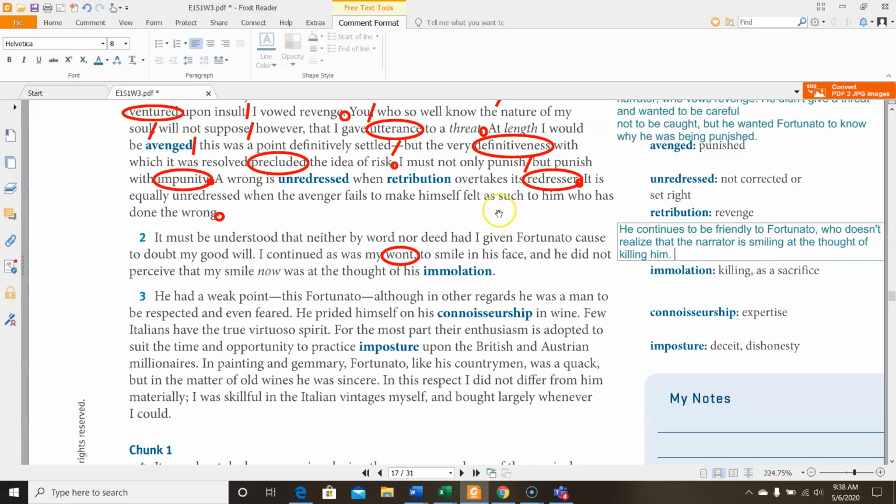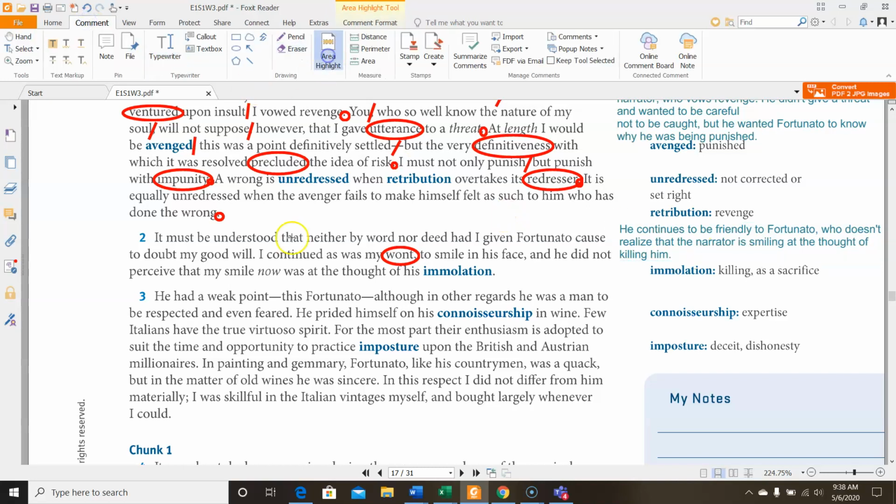So I'm going to also highlight this part because that's a little bit ironic. Because the reader knows now that Fortunato is going to be killed, but Fortunato doesn't know. He thinks that Montresor is smiling at him because they're friends, but in reality, Montresor is smiling at the thought of killing him, which is ironic because that's the opposite of what Fortunato expects. So whenever we see the opposite of what somebody expects, that's going to be a type of irony.